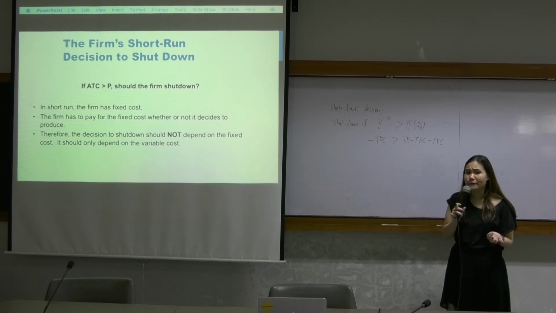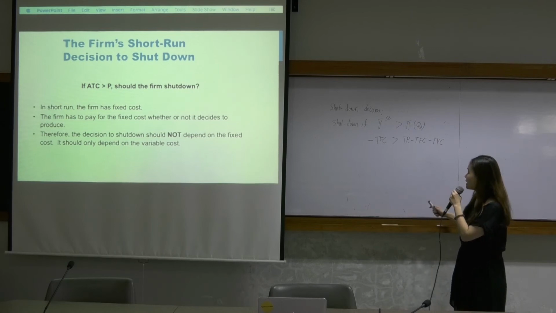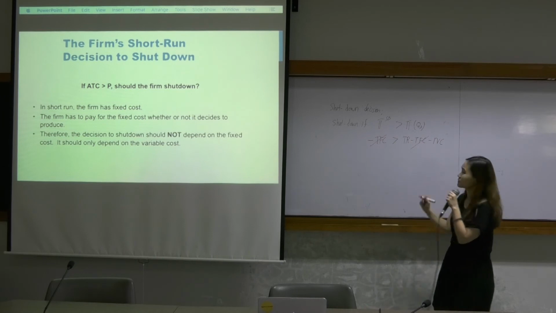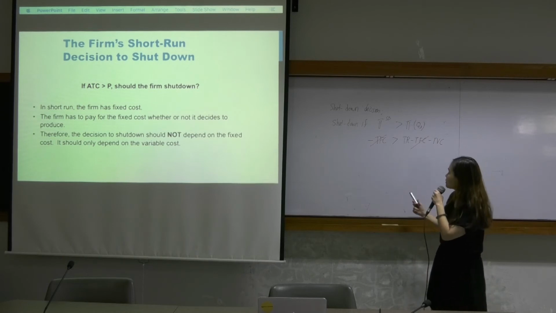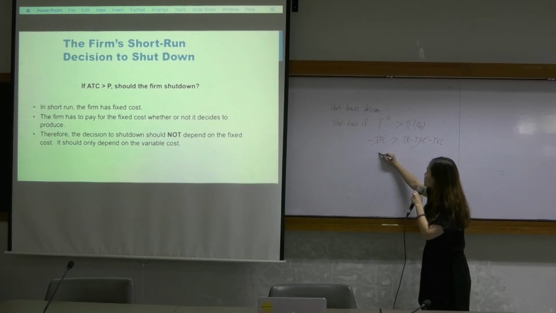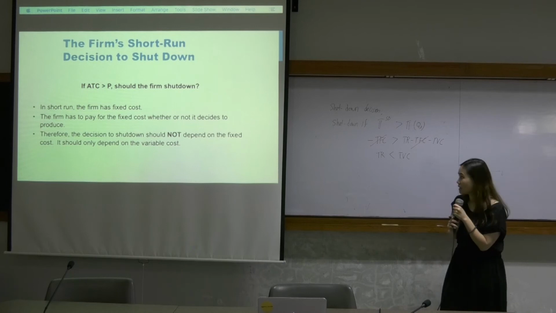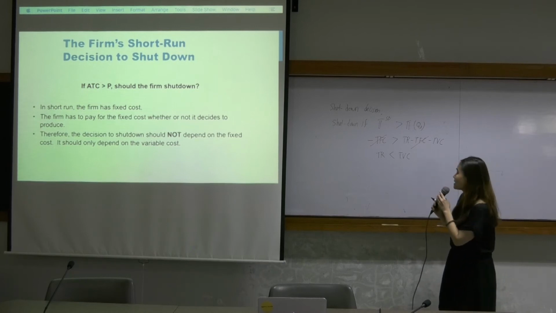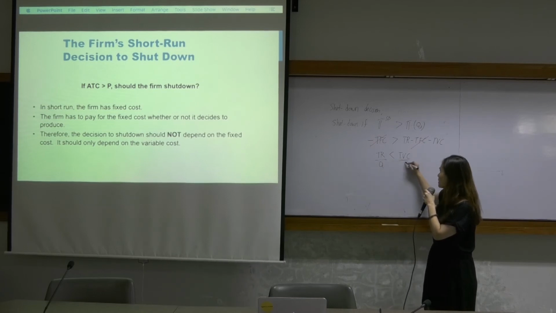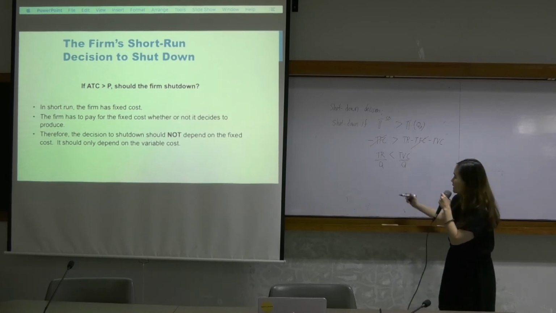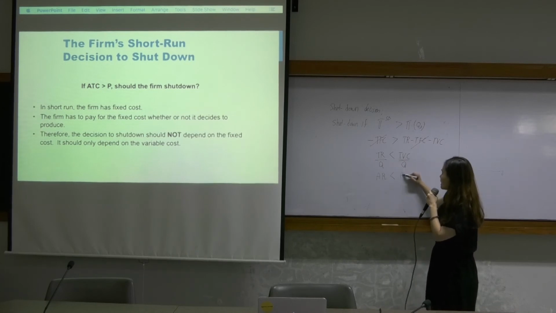But the definition of total fixed cost is it's fixed regardless of the quantity that you produce. So you should see that this cancels out, okay? And your shutdown decision can be transformed into: you should shut down if your total revenue is lower than the total variable cost. Or in other words, I can divide everything by Q. Okay? And I can get the average revenue is lower than the average variable cost.